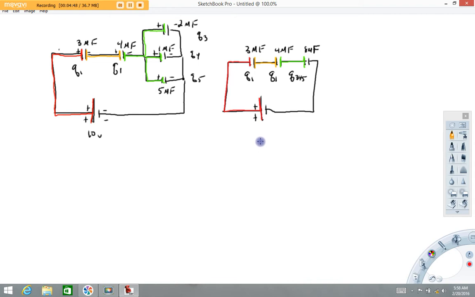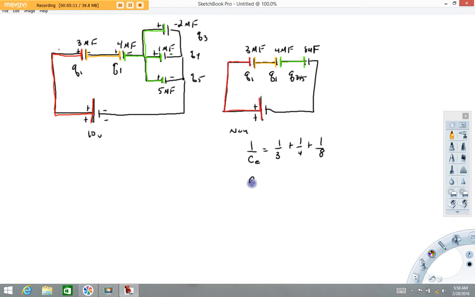So to find the equivalent capacitance, we would write 1 over C equivalent is equal to 1 over 3. I'm going to leave the units out. They're all consistent. They're all microfarads. 1 over 3 plus 1 over 4 plus 1 over 8. Put a little NCU for note consistent units.